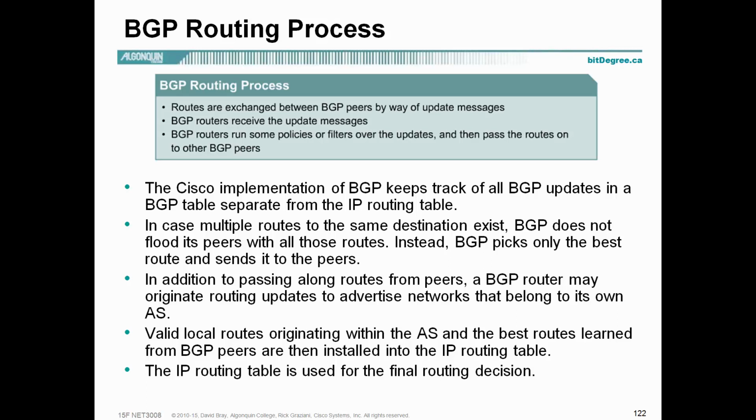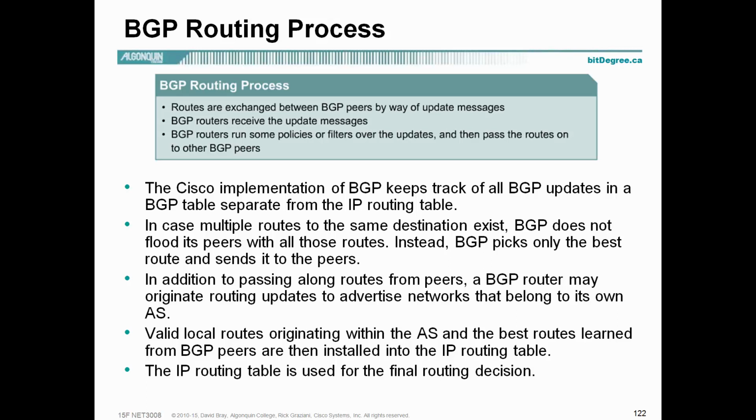So BGP does not flood all its known paths to neighbors. In fact, it only picks the best one, what it decides is best, and we'll have a detailed look at what best means later, and the criteria for choosing the path that's deemed to be best. But only the best one that's chosen is passed along or advertised to neighbors. And of course, in addition to passing on routes that's learned, BGP also will announce its own routes into the table, and then those will be advertised outwards.